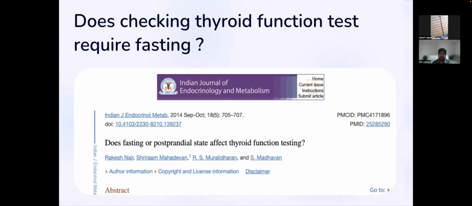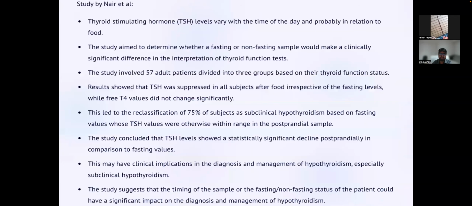Does checking the thyroid function require fasting? Right now, this is such an important question, yet not many studies have been done. Interestingly, the most comprehensive study done on this was actually done by Indians. Right, in 2014, this is a paper published in the Indian Journal of Endocrinology and Metabolism: Does fasting or postprandial state affect the thyroid function test? Right. Now, what was the conclusion from this study?